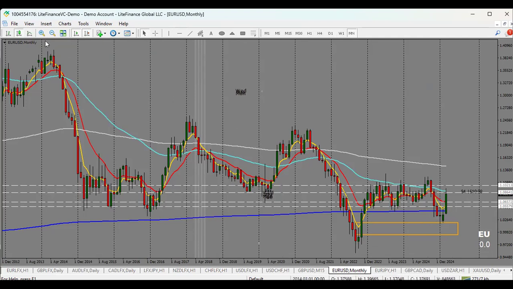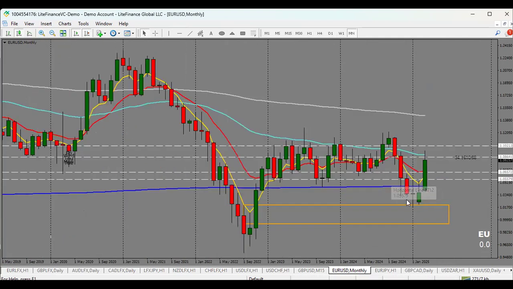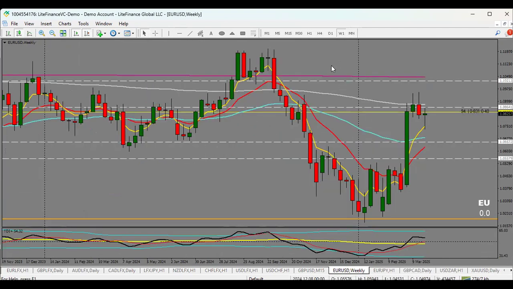As always, we observed a doji and an inverted hammer here. These are all reversal patterns, candlestick patterns that indicate reversal. And we are looking at a bullish market structure here based on the monthly time frame.